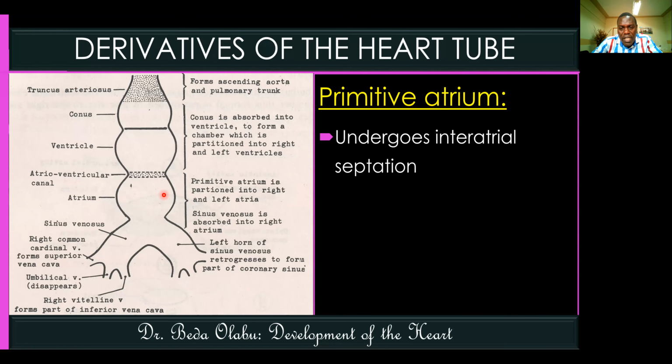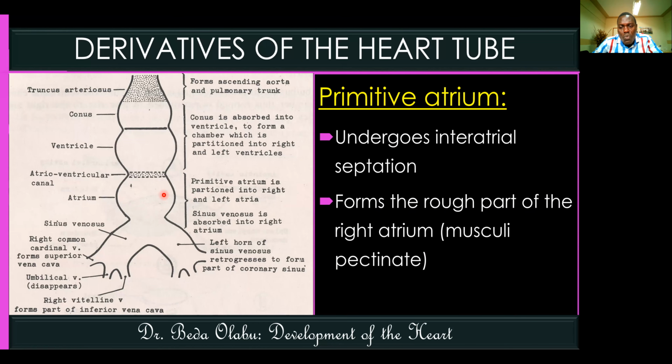But which part of the right atrium will we form? We will form now the rough part of the right atrium. The rough part of the right atrium is what we are calling musculi pectinati, the pectinate muscle. You can just call it the trabeculated part of the right atrium. It also forms the left atrium. So the other chamber after that septum will be the left atrium.